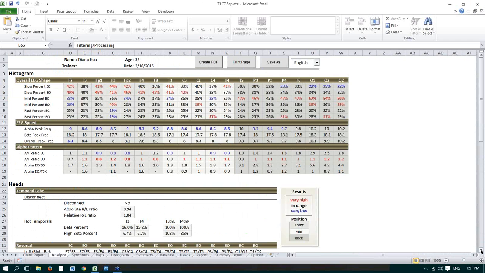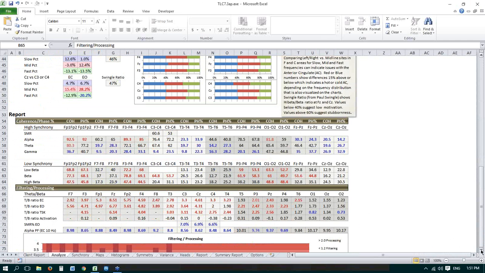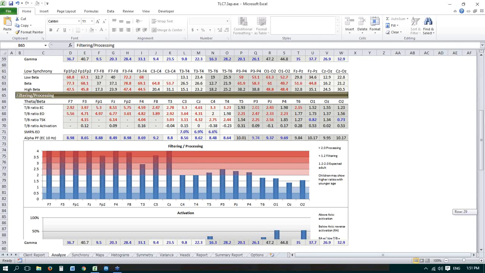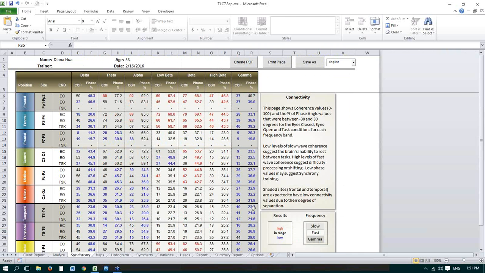This is for people that are really into numbers and want to look at each of the various different categories individually. There is a synchrony page which shows us slow frequencies and fast frequencies and gamma, showing us coherence and phase relationships for each of those. If numbers are red, that indicates that those values are higher than expected, and if they're blue, they're lower than expected. In those cases, we probably would make a training decision with that information.